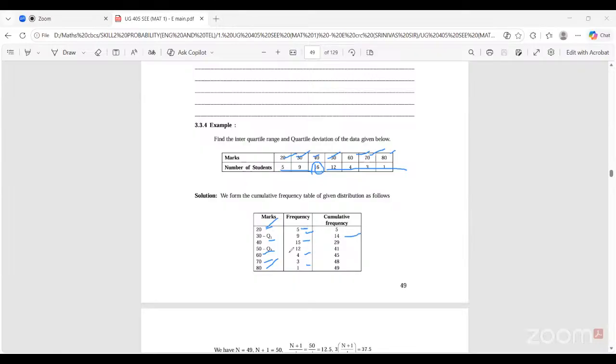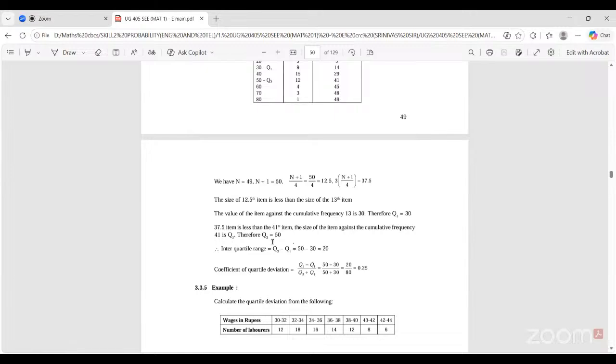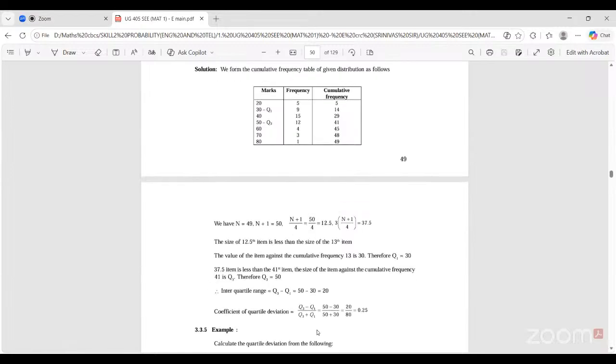5 plus 9, 14. 14 plus 15, 29. Here we have to change it to 15. 29 plus 12, 41, 41, 45, 48, and 49. We are taking that value, where n is equal to 49. So why are we taking 49? The total value is the cumulative frequency, and n plus 1 means 49 plus 1, we are taking here.